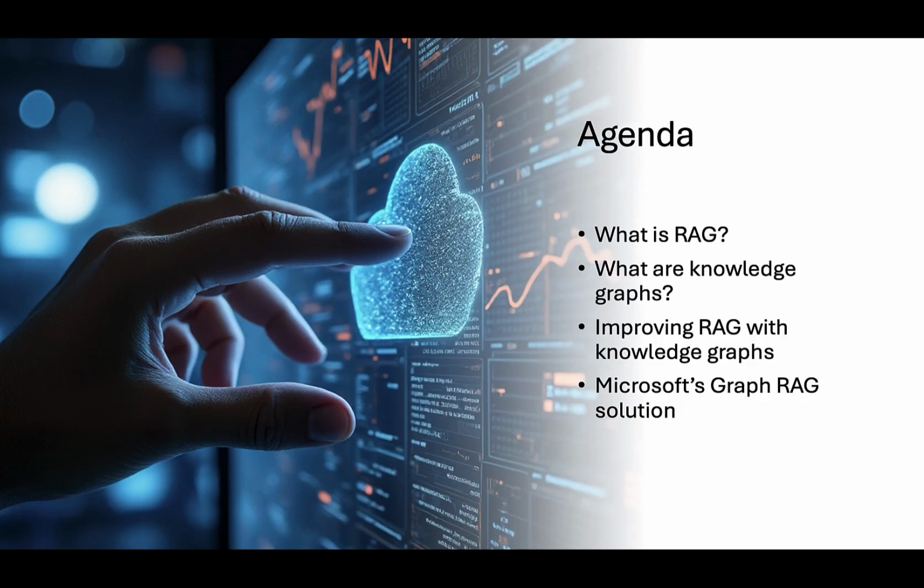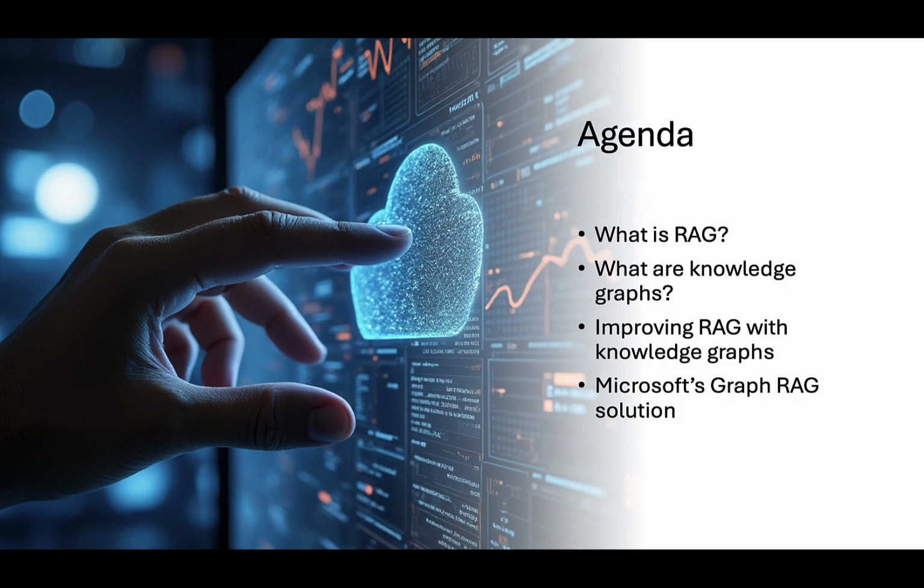Now, what's on the agenda? Well, first of all, we'll take a look at what is RAG exactly, so Retrieval Augmented Generation. And then we'll quickly go over into what knowledge graphs are. I'm going to explain the basics of knowledge graphs and then take a look at how we can potentially, and that's an important word, potentially improve RAG with knowledge graph. And then to end this presentation, we're going to take a look at Microsoft's GraphRAG solution, which is an open source solution based on a paper they have published about this.